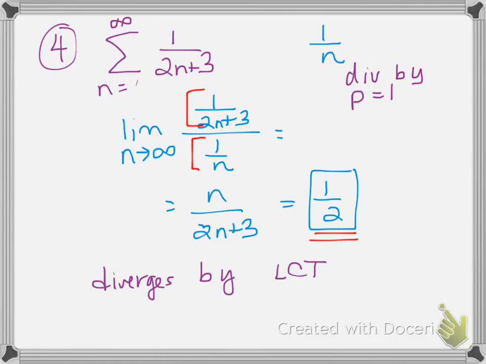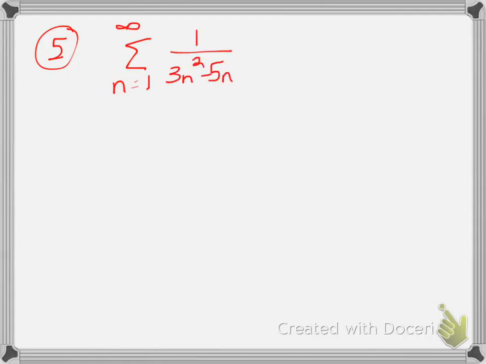And then they both behave the same way. Okay, let's pick another one. What do you think we'll compare this to? Oh, we'll get rid of your numbers, maybe 1 over n squared, which I know converges since p is 2.